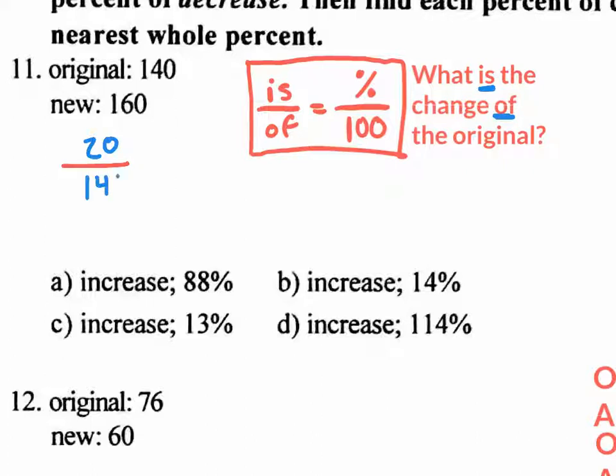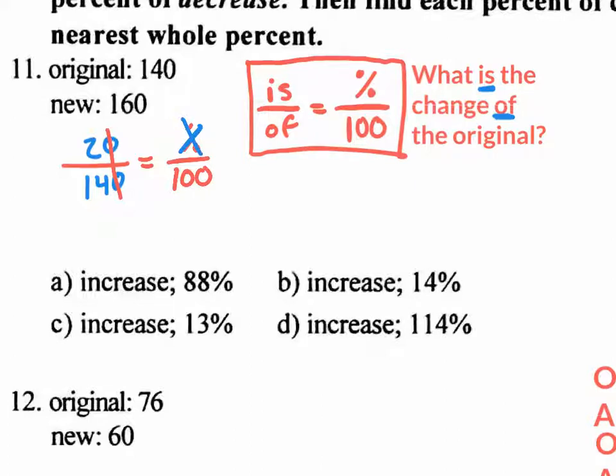What's the original? 140. I saw some students put the bigger value always as the of. That's incorrect. It's really of the original. So some people put 160 because they saw it bigger. That's incorrect. It's always of the original. So always go to the original number, put that in the bottom. Now it does say equals percent over 100. Now the whole question is to find the percent of change. So we don't know this percent. So it's better to just call it X and solve for X. Now you could simplify, reduce it, right? The zeros cancel. 20 divided by 10 is 2.